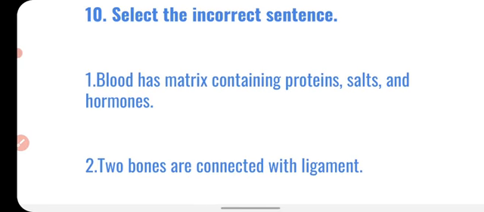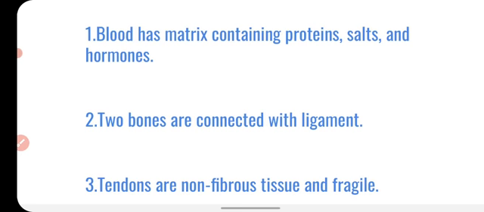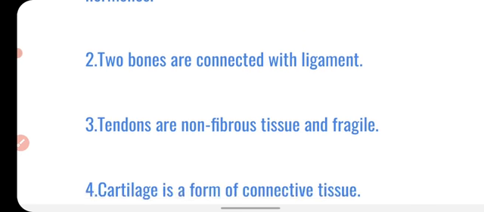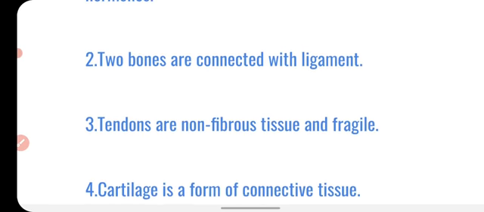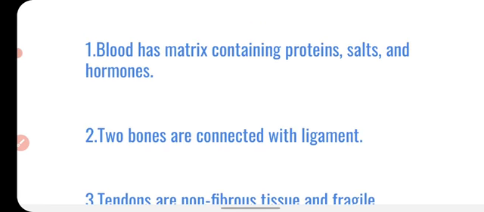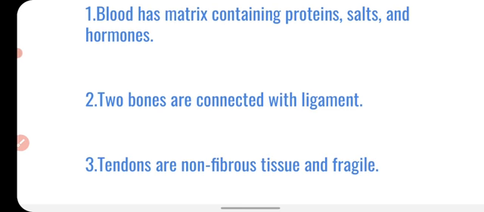Next, select the incorrect statement. Blood has matrix containing protein, salt and hormone. Two bones are connected with ligament. Tendons are non-fibrous tissue and fragile. Cartilage is a form of connective tissue. So here you know that blood has a matrix which is known as plasma and it contains protein, salts and hormones. So this is the correct statement.